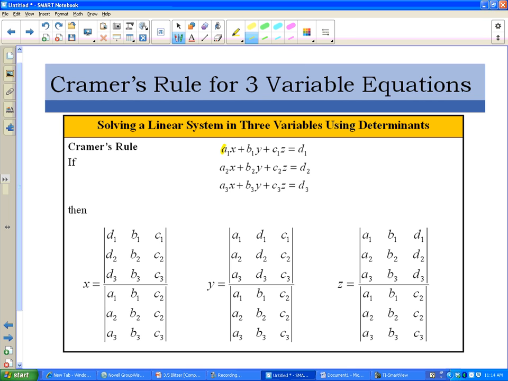My A's are everywhere in the first column except for when I'm solving for x. Everywhere in the first column except where I'm solving for x. My B's are in the middle column everywhere except for when I'm solving for y.